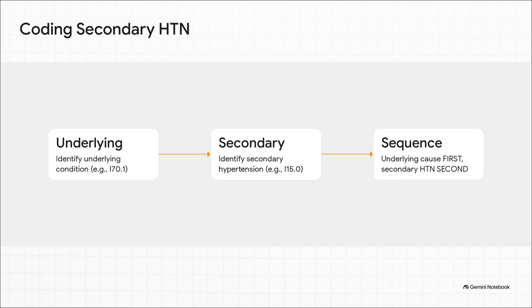Step 3, we sequence. The golden rule for etiology and manifestation is strict. The underlying cause, I70.1, always goes first. It's the main driver. The secondary hypertension, I15.0, is just the manifestation, so it goes second. Boom. Now you've told a perfectly compliant clinical story.